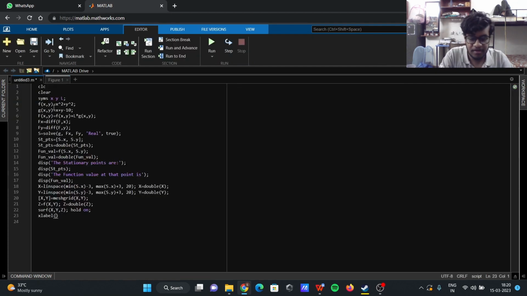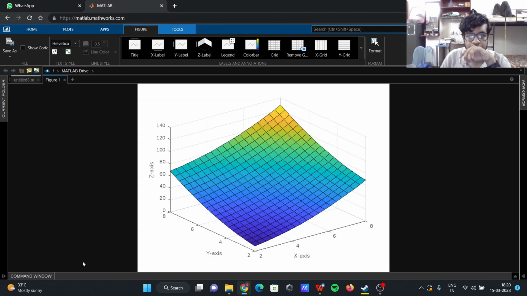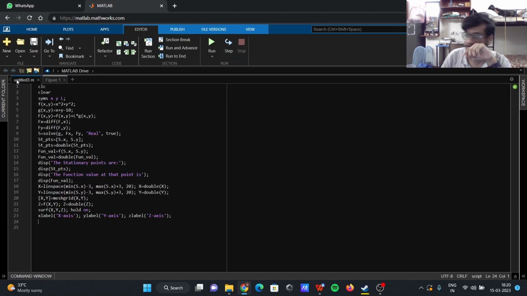So, xlabel, x-axis, ylabel, y-axis, and zlabel, z-axis. These are the three axes which we have defined. Run. Yeah, z-axis, y-axis, and x-axis. Now we know where the axes are.